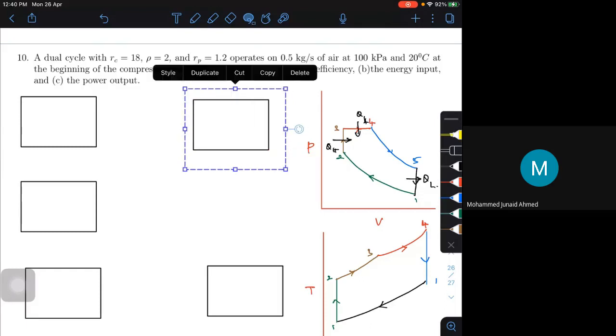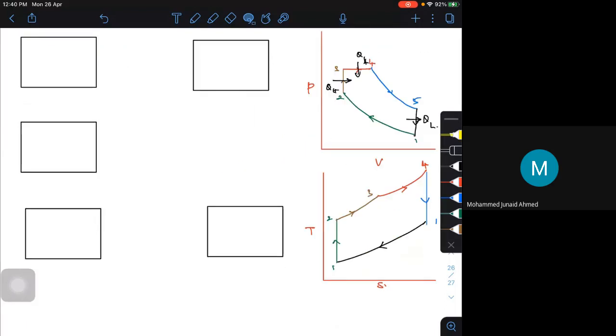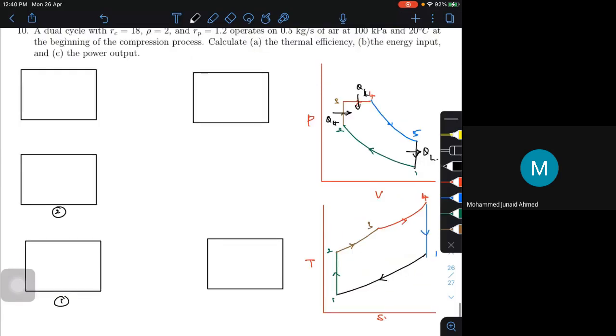Okay, fine. Now where is point 1? Point 1 is here. Point 2 is here. Point 3 is here. Then 4. Then you have 5.